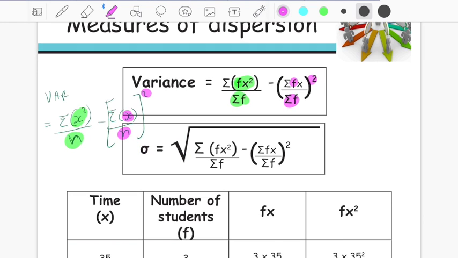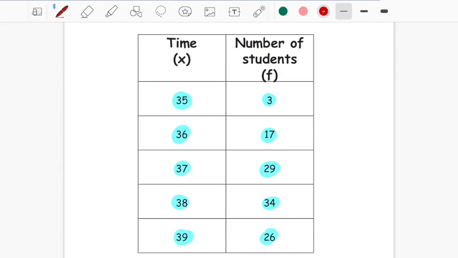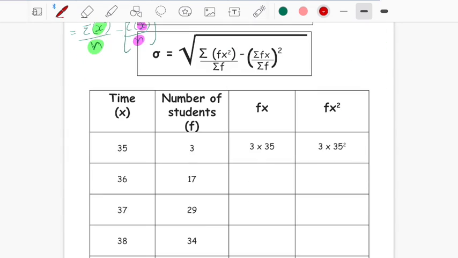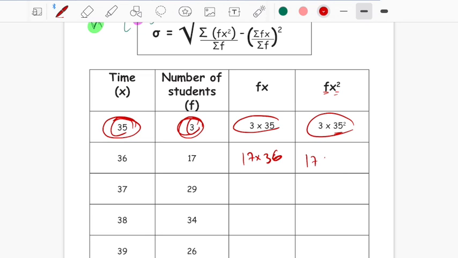Okay, let's see. Now I'm going to make this table. So you're given this table. I want you to extend this table and write fx, and fx squared. So fx: take this times that, write it here. Fx squared: take this one, multiply with this one being squared, and write it here. Same thing. So this is 17 times 36, and this is 17 times 36 squared. So you fill in this whole table, then you add them and write the answer on the bottom.